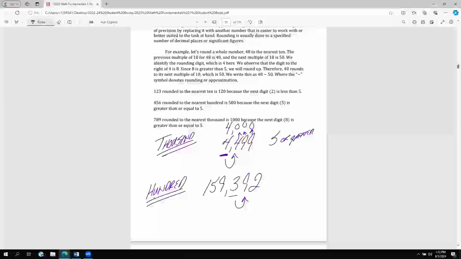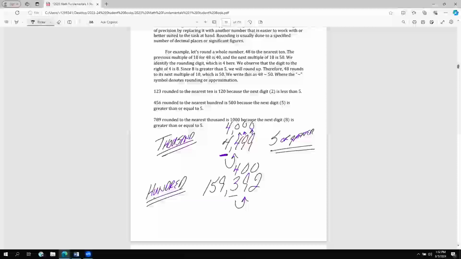Okay, I ask the same question I always ask. Is this number 5 or greater? And you would say, well, yeah, 9 is larger than 5. So yes, I am going to round the 3 up to the next digit, which becomes a 4. That is true. Now, again, everything behind that rounded digit will become a 0, just as before.